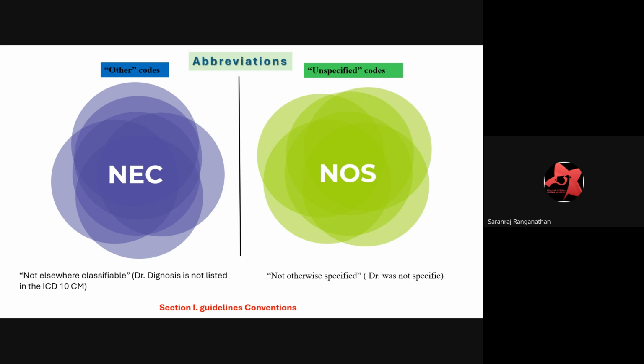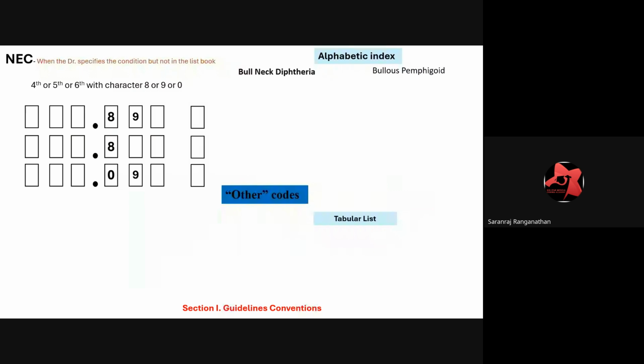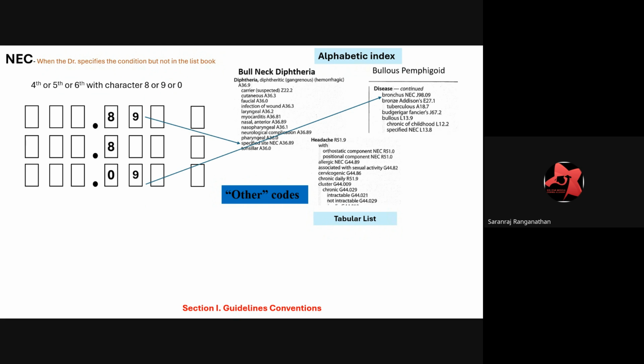Now, slight changes will be there for the tabular list and the index page, which we are going to see. What you are seeing here is the index page. In the index page, you can see NEC and NOS, both addressed. That will tell you whether the codes ending with 89 or 8 or 09, give you the indication in the index page itself, whether those come under the NEC category or the NOS category. If you see here, in the NEC category, for example, diphtheria. In the index page, they provided diphtheria. There are so many types of diphtheria.